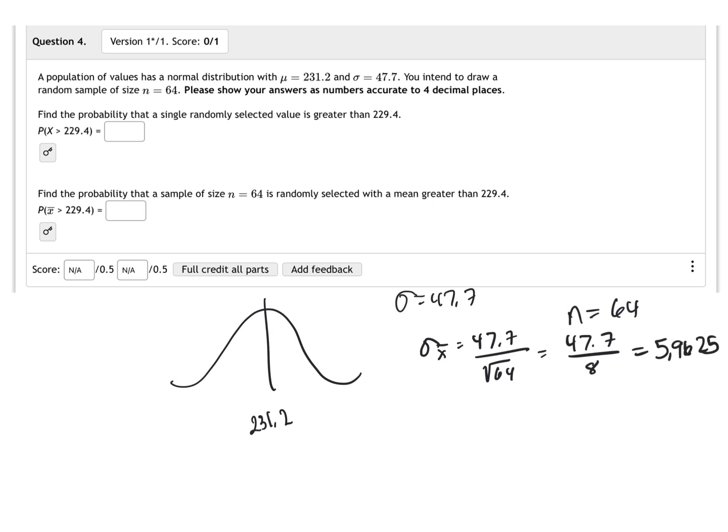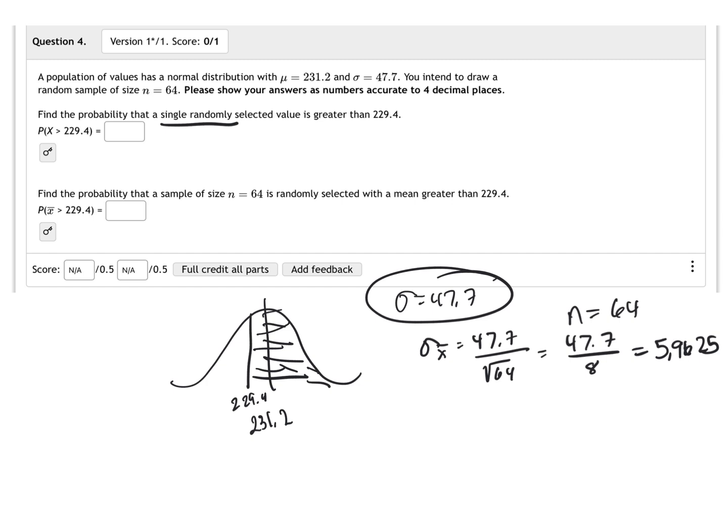Okay. Find the probability of a single one. That means we use the standard deviation, and we're going to know that's greater than 229.4, greater. Again, we're covering more than half, so if we get a number that's less than 0.5, we know we did something wrong. So second, distributions. Number 2, normal CDF. Lower limit is 229.4. Upper limit is something huge.